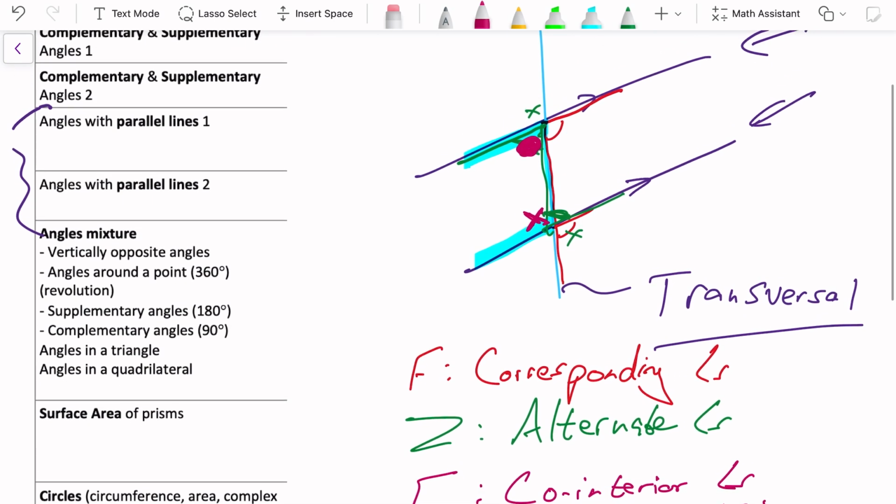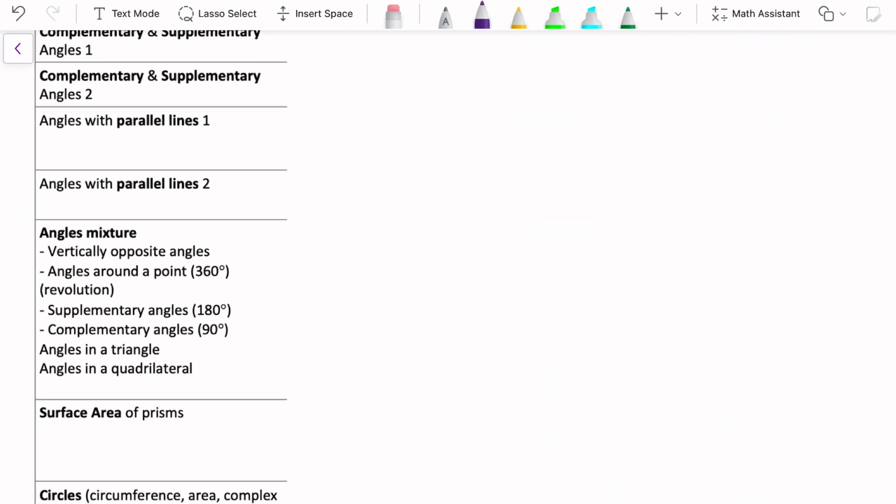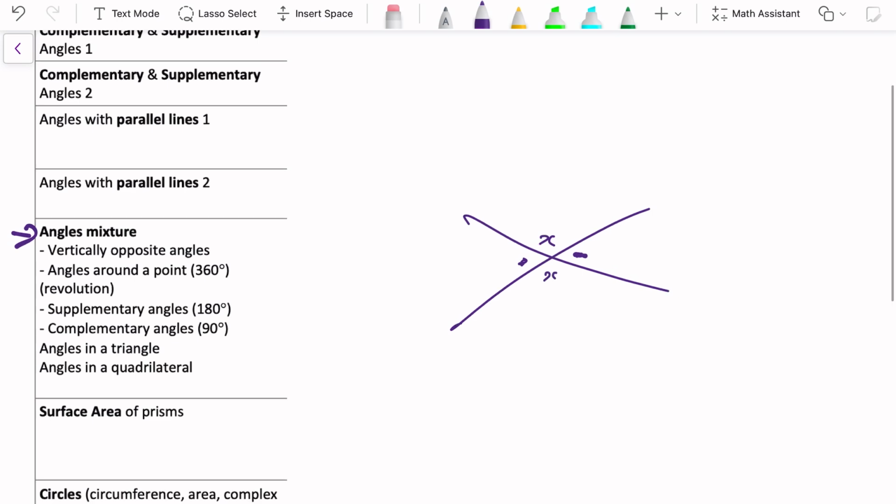Alright, so let's move away from parallel lines for a moment. Alright, so looking at our angles mixture, there's a lot going on here. Vertically opposite angles is when you have two lines that cut each other, they are simply equal to each other if they are opposite to each other in this way. Vertically opposite, we call it. So those two are equal, and we could call these two x, they are equal to each other.